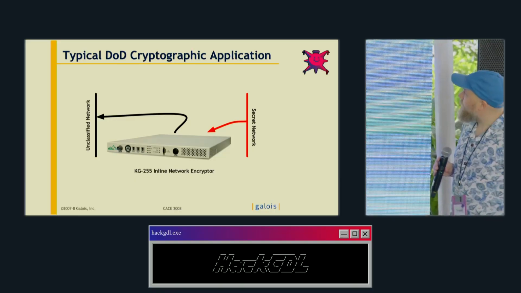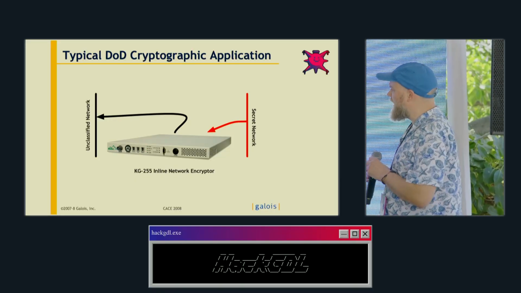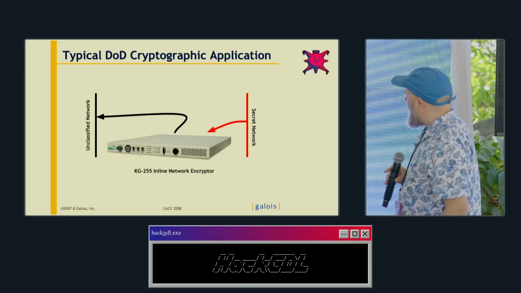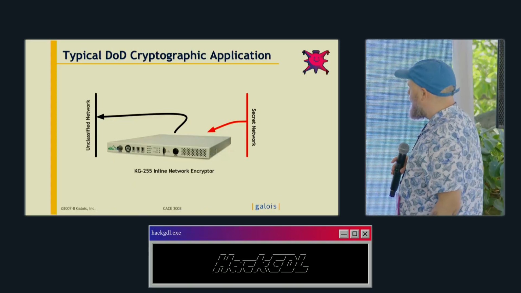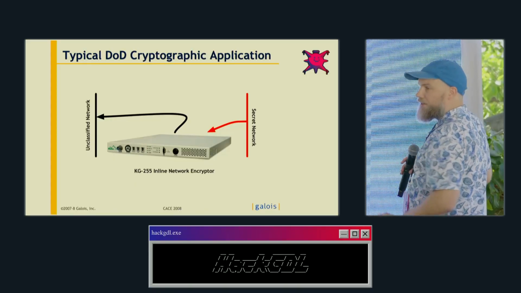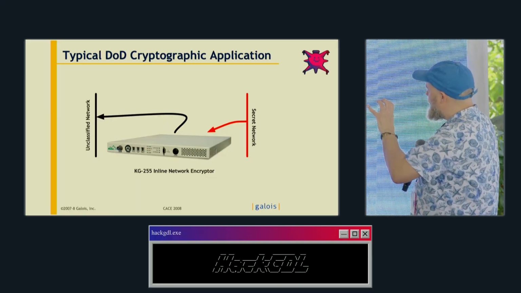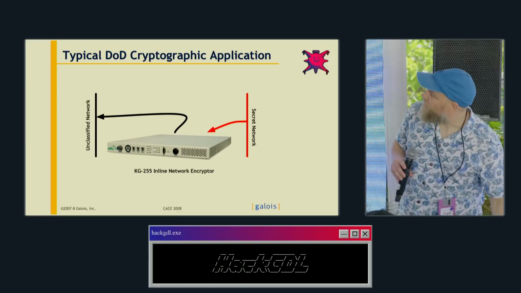And this is a typical application in the DoD of cryptography, because they're very, very concerned that information which is under certain classification restrictions is somehow exfiltrated. So they are very paranoid about this, and they need to have devices, of course, like this in place.